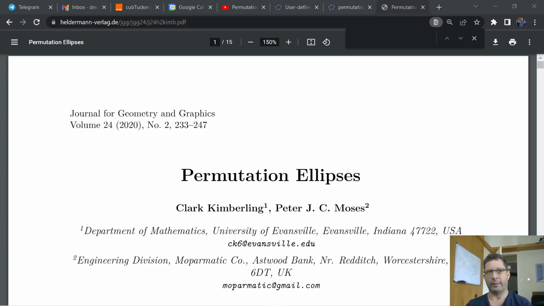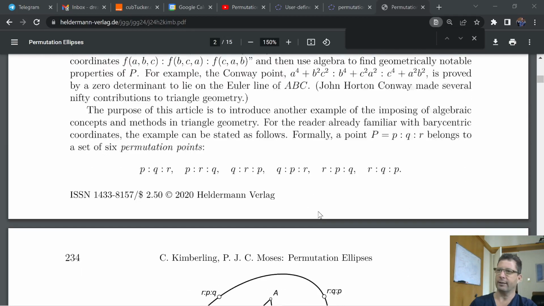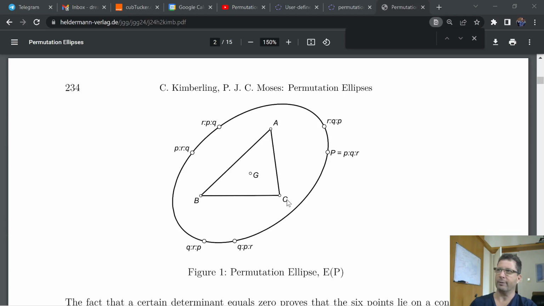So a few summary observations about permutation ellipses, defined in this 2020 paper by Kimberling and Moses. The idea here, again, is you take a triangle ABC, you select some fixed point P in its plane with barycentric coordinates P, Q, and R. You permute them and you get 6 points that lie on an ellipse centered on the barycenter and homothetic to the Steiner circumellipse of ABC.